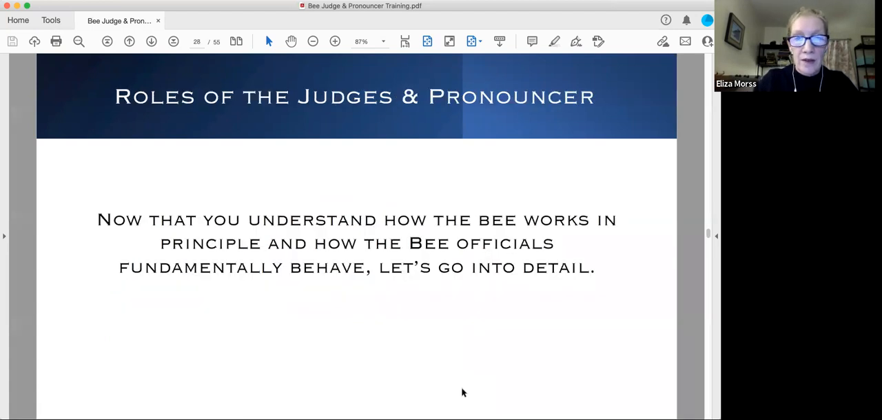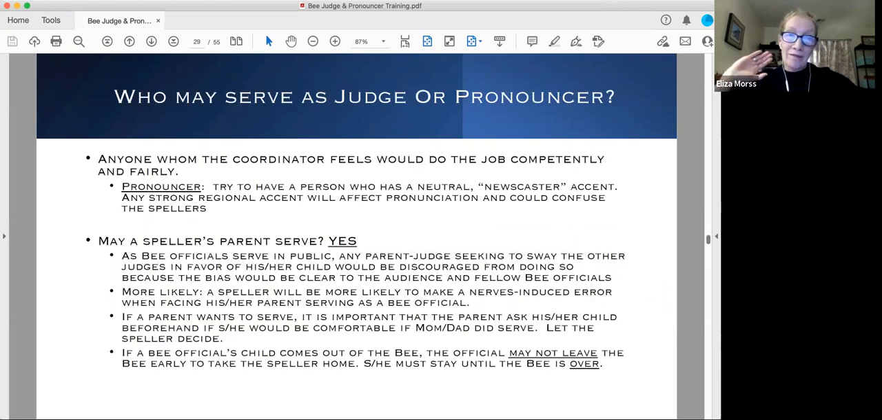So next. Okay, I'm actually just going to click on something. Oh, here we go, that's better. Now that you understand how the bee works in principle and how the bee officials fundamentally behave, we're going to go into the details. So let's go. Oops, that doesn't work. Okay, I have to go back here. Okay, we're going to do this. Okay, details. I'm now going to try a new method of switching pages without making little bings.